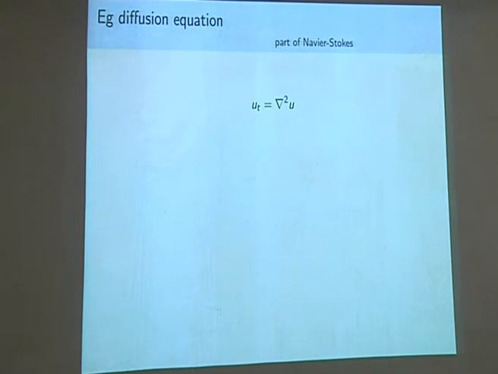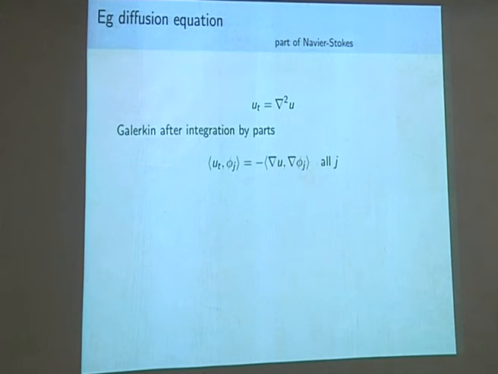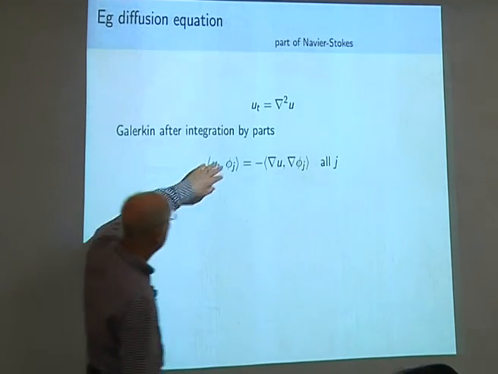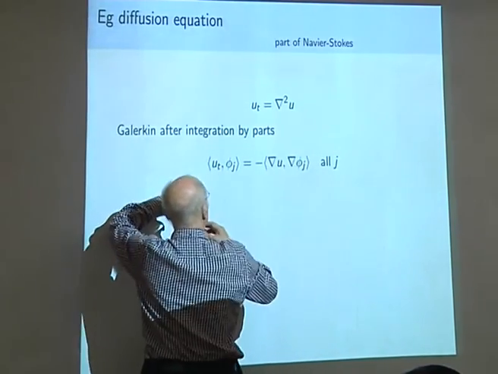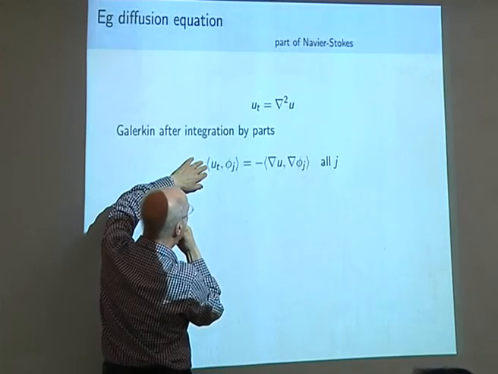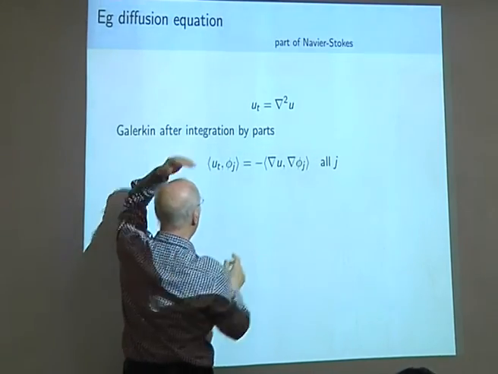How are we doing? We have to go a bit faster probably. So I'm now going to the diffusion equation, which is a bit of the Navier-Stokes. We'll get to the full Navier-Stokes later. We have used this Galerkin approach. So I've actually not got del squared on the left-hand side. Well, I've taken it onto the left-hand side as minus del squared. So is that right? Yeah, that's right.